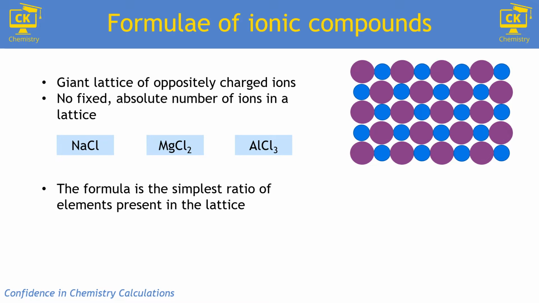So, for example, in sodium chloride, the simplest ratio is 1 sodium ion to 1 chloride ion. For magnesium chloride, it's 1 magnesium ion for every 2 chloride ions. And then AlCl3 obviously means 3 chloride ions for every aluminium ion. This simplest ratio you may have heard referred to before as the empirical formula.